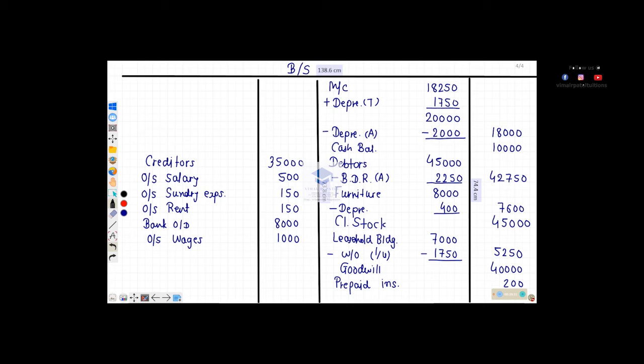Then 8% Geeta's loan. Geeta is not a partner, but since this is a credit loan, it means we have borrowed, we have taken the loan. 15,000. Now the date is also given, 1/10/2016, and interest on loan has not been provided. So interest will be calculated at 8%: 15,000 into 8%, and from 1/10 to 31st March means 6 months: October, November, December, January, February, March. So into 6 divided by 12. So it will be 600.